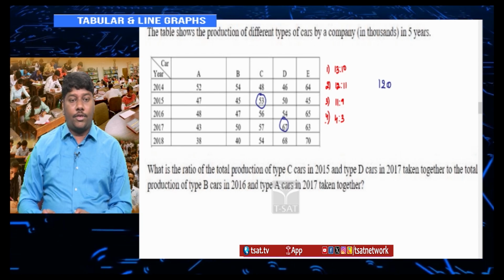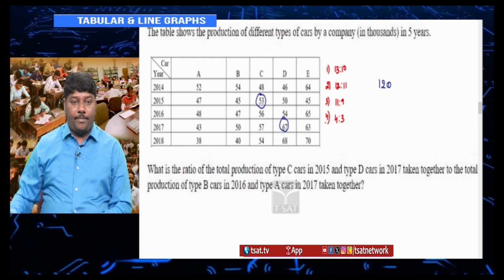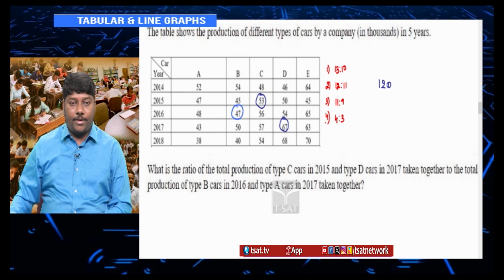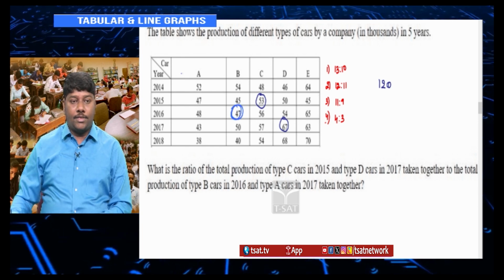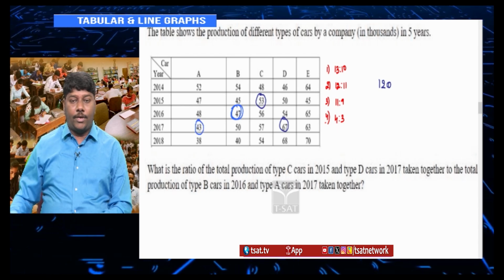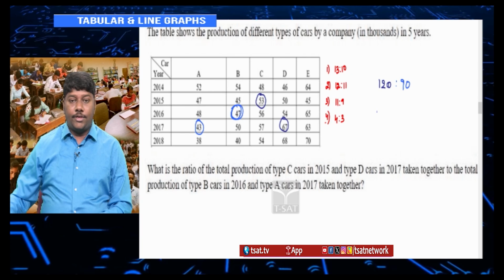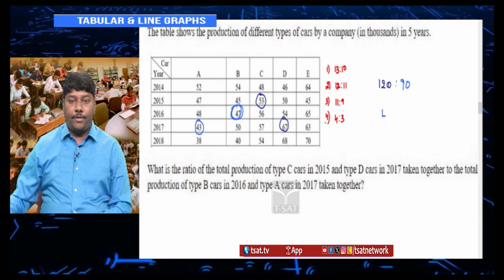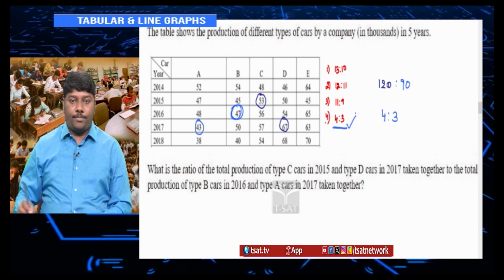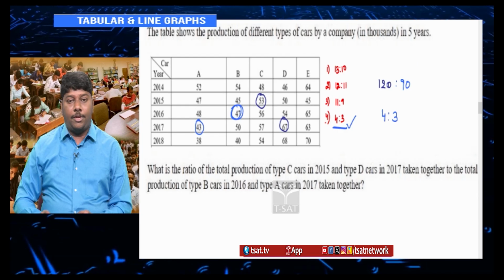Now taken together to the total production of type B cards in 2016. Now type B in 16. So look at 2016 and type B, it is 47, and type A cards in 2017. Type A in 2017 is 43. 47, 43 is actually 90. Look at the ratio. Cancel 0 and 0, you can cancel it in 3 table. Therefore, you can say it is 4:3. So answer is 4:3 here. Very simple, but looking at the data at the given time is very, very important.